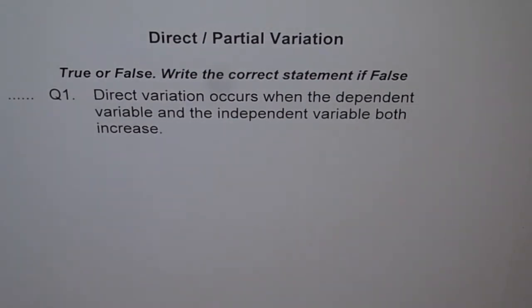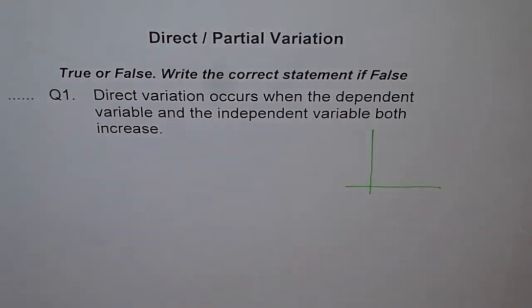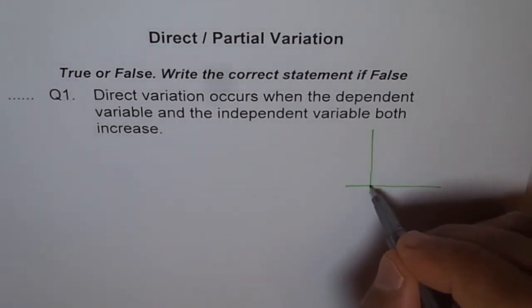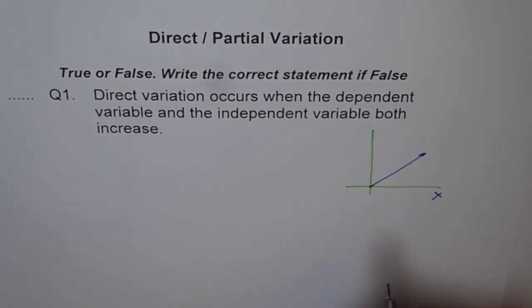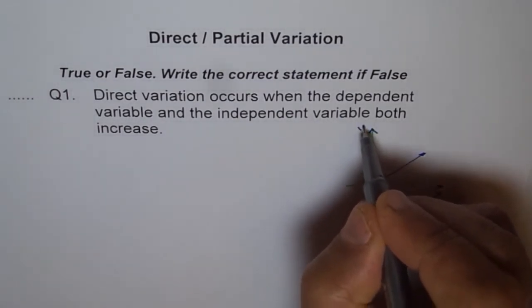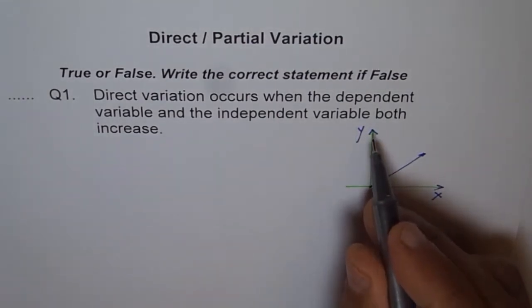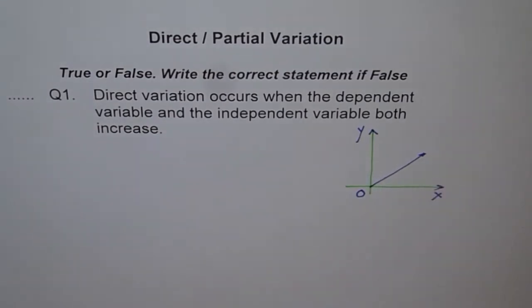Direct variation occurs when the dependent variable and the independent variable both increase. Well, let's sketch something which relates to direct variation. Let's say a simple graph like this. Here, this is x, the independent variable along the horizontal axis, and y is my dependent variable along the vertical axis. That's the origin. And this line indicates that it is a direct variation.